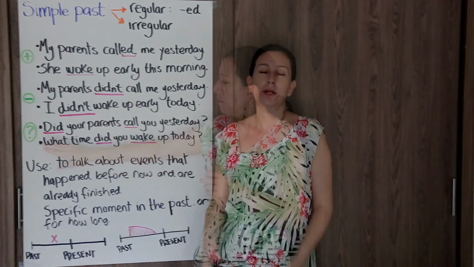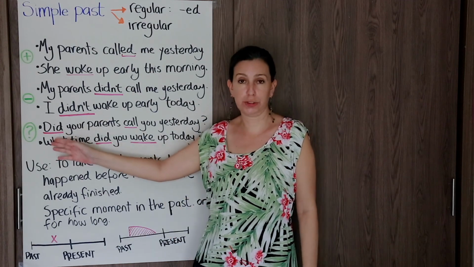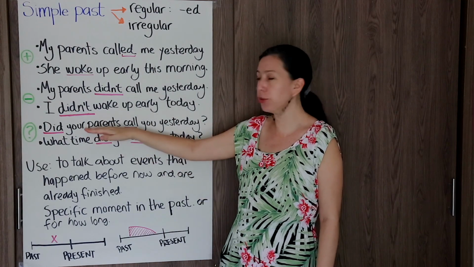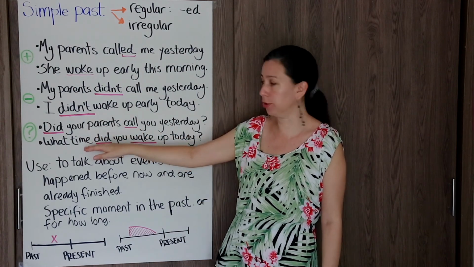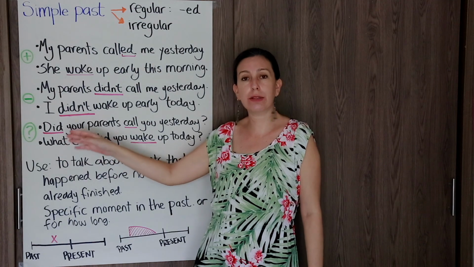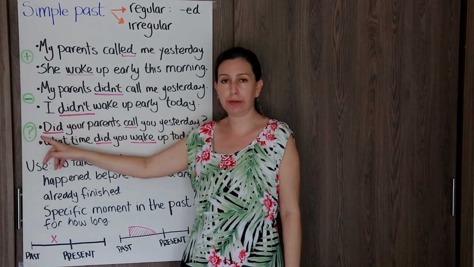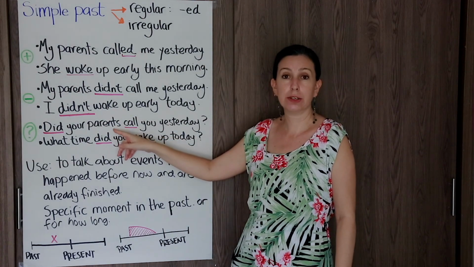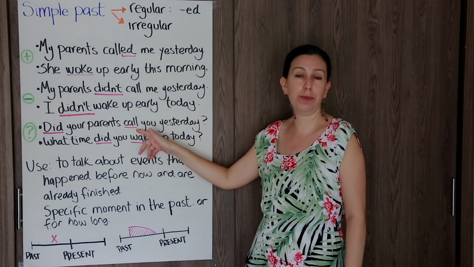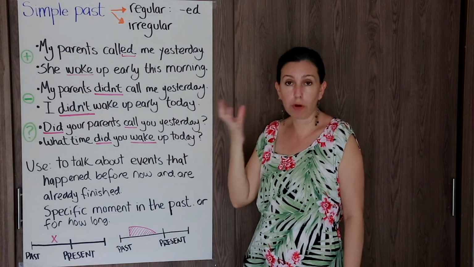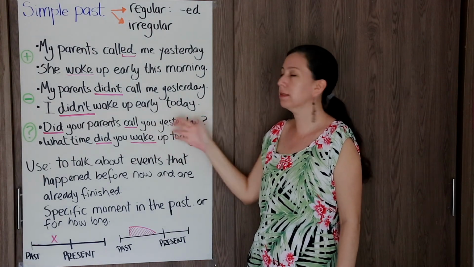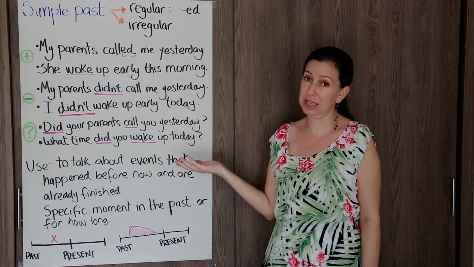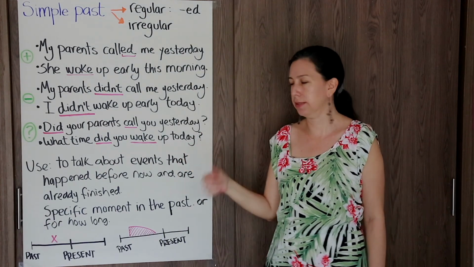Now for questions. We have both types of questions that we already know, yes or no questions and information questions. So as usual, in the first case, we start with the auxiliary did, which is in the past tense, the subject, your parents, the verb call in the normal form, and the complement. So, did your parents call you yesterday? Yes, they did. Or no, they didn't.